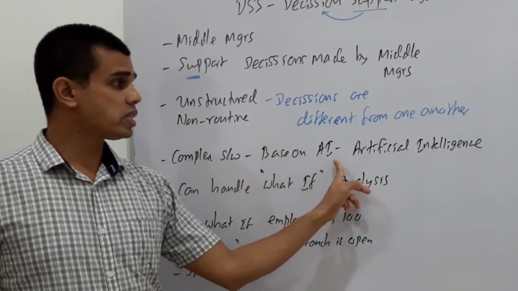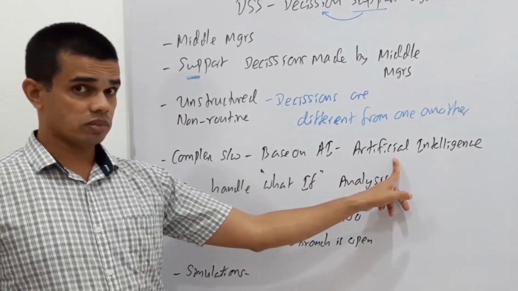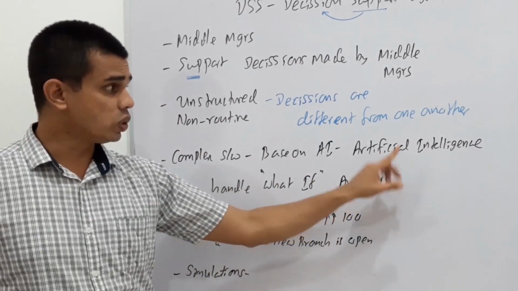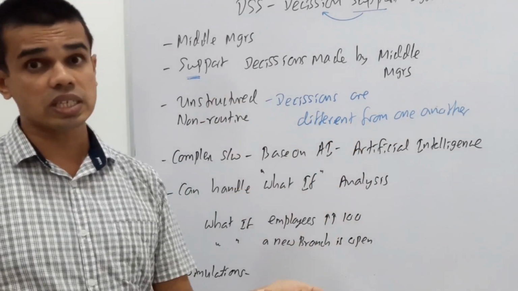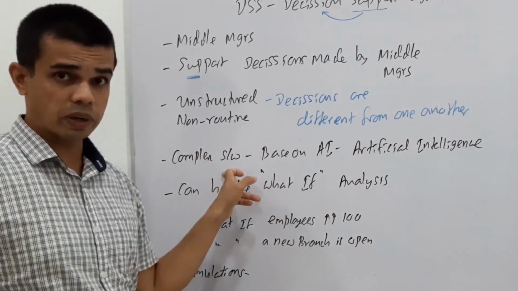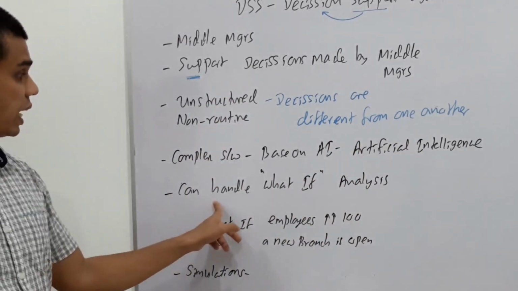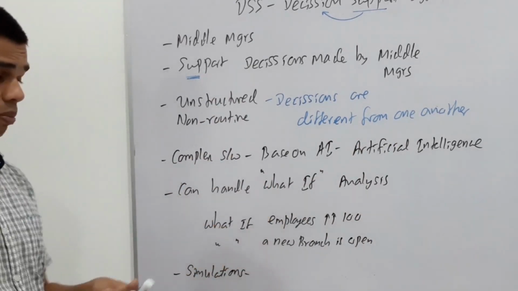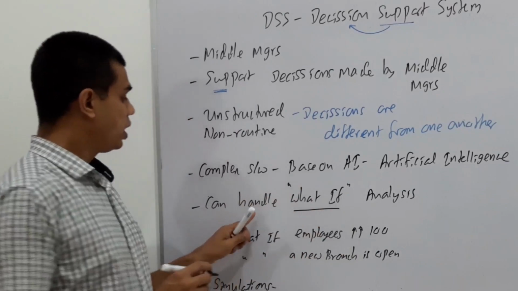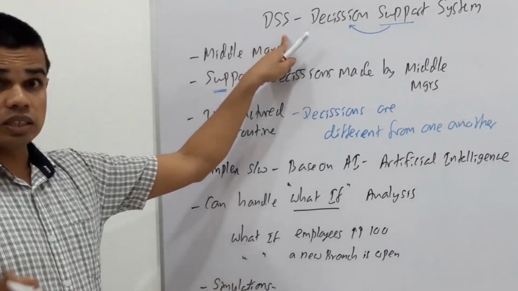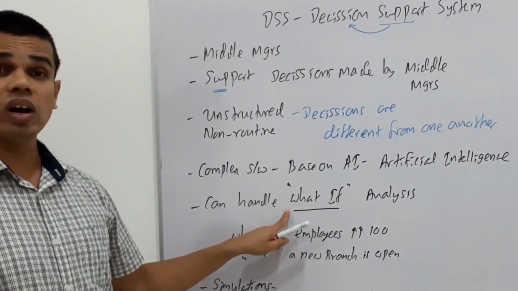So they have to be based on AI, artificial intelligence. We know that AI is complex. So they think in the way how humans are thinking. So this is a complex product. And they can handle what-if analysis. This is another big point in our marking scheme. The DSS are the systems which are ready to handle what-if analysis.